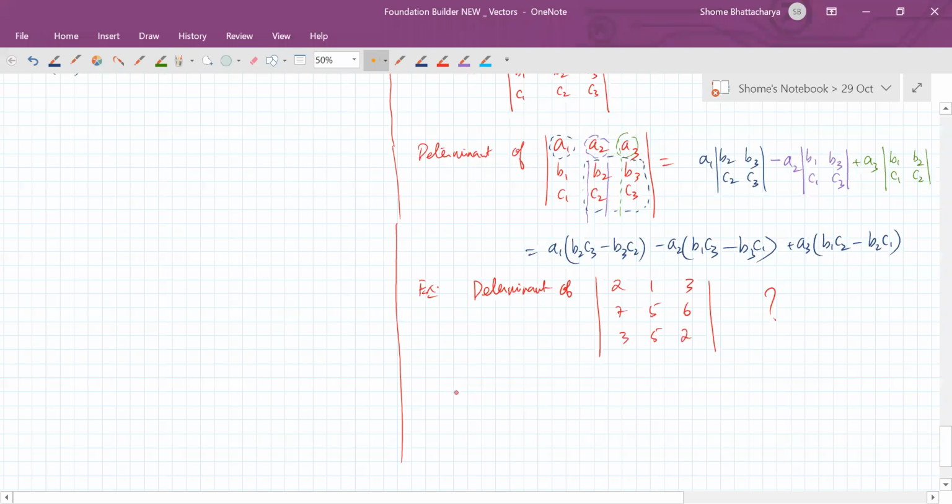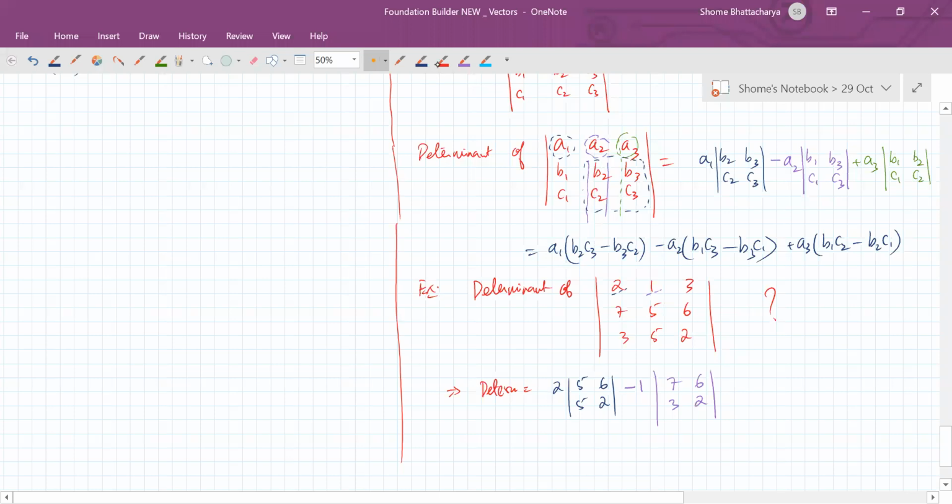So first step, the determinant equals, now you have to take each of the things out. I'm taking 2 out, so I'll take the first row and first column out. 2 will get multiplied with the determinant of this, second row and third column, that is 5, 6, 5, 2. Next I will take this one out, and remember the middle term always comes with a minus sign. So remove the middle column, the first and third column, 7 and 6, 3 and 2.